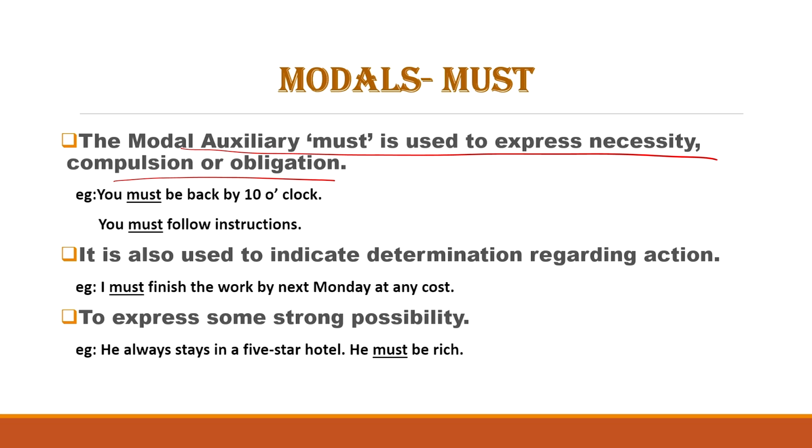Now, it is also used to indicate determination regarding action. For example, I must finish the work by next Monday at any cost. Now, it is also used to express some strong possibility. For example, he always stays in a 5-star hotel, he must be rich.